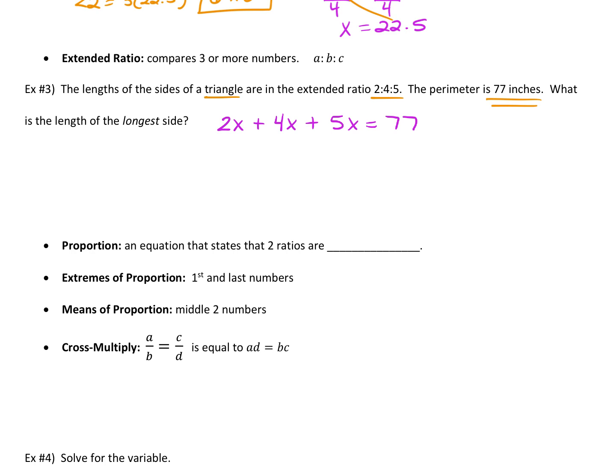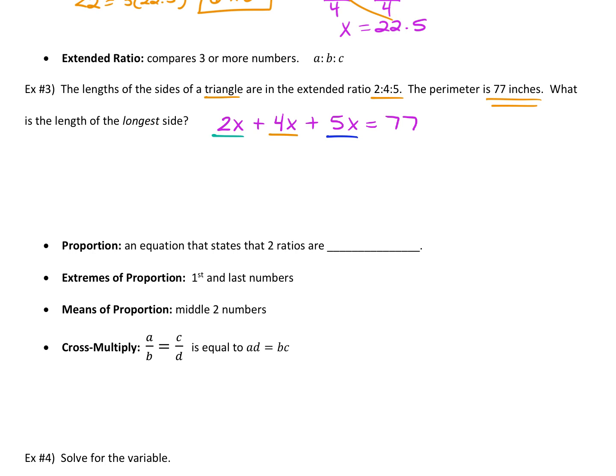So this represents one side of your triangle. This represents another side of your triangle and the third side of your triangle. So once you find x, what are you going to do with it? Plug it into what? The biggest one. The biggest, 5 times that number, right? So let's solve for x first.